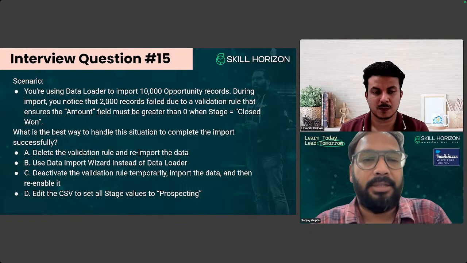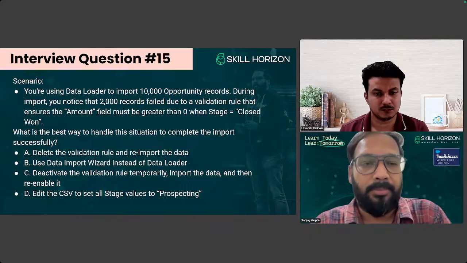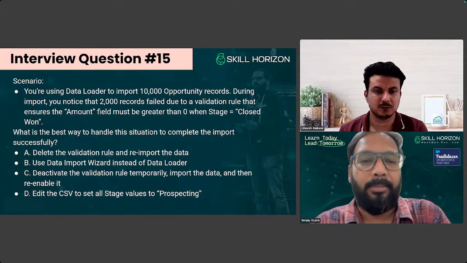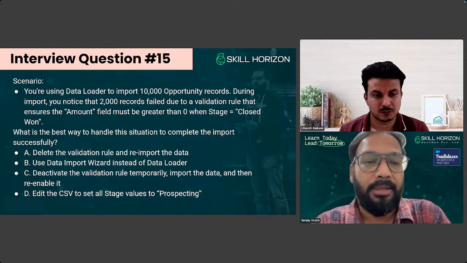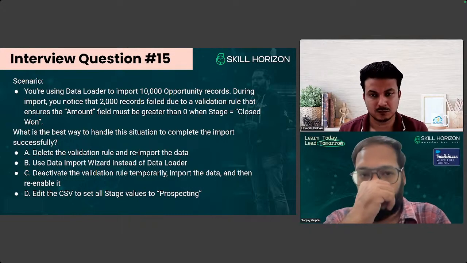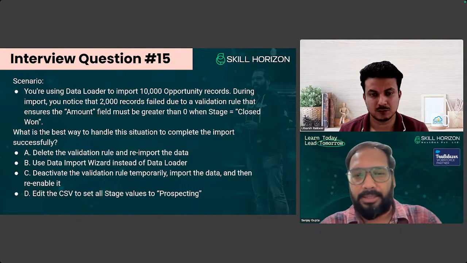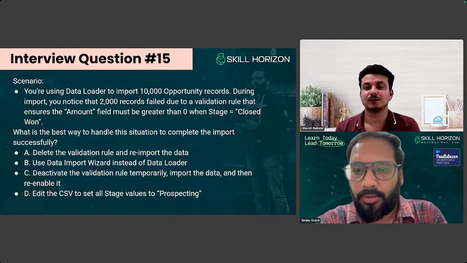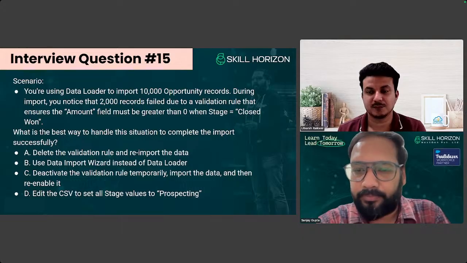A: Delete the validation rule and re-import the data. B: Use data import wizard instead of data loader. C: Deactivate the validation rule temporarily, import the data and then re-enable it. D: Edit the CSV to set all stage values to prospecting. So what do you guys suggest? I just want to wait for the audience answer.